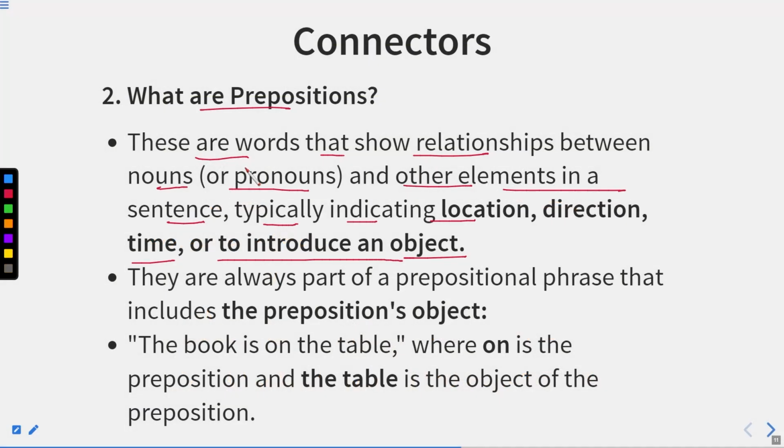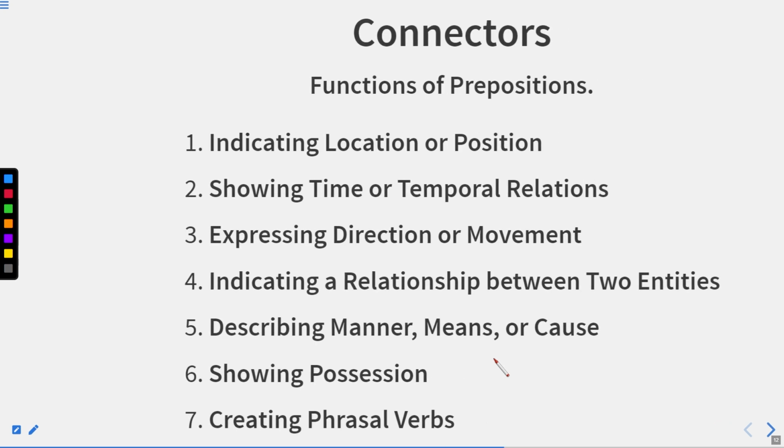Okay. Now, they are always part of a prepositional phrase that includes the preposition's object. The book is on the table, where "on" is the preposition and "the table" is the object of the preposition. I hope you have understood this part, that what exactly prepositions are.